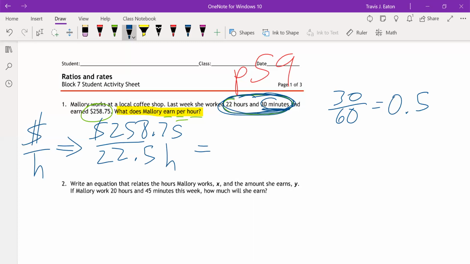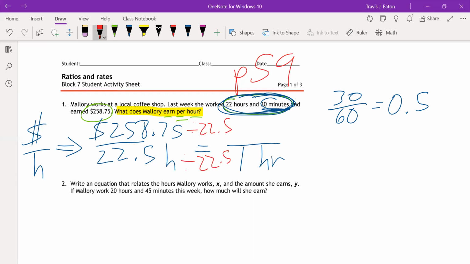But what we want to know is, what does she earn per 1 hour? So we have to take that 22.5 and we're going to divide by 22.5. Or, multiply by the reciprocal, which, whatever. But whatever we do in the denominator has to be done in the numerator as well, if we want to keep things fair and balanced.